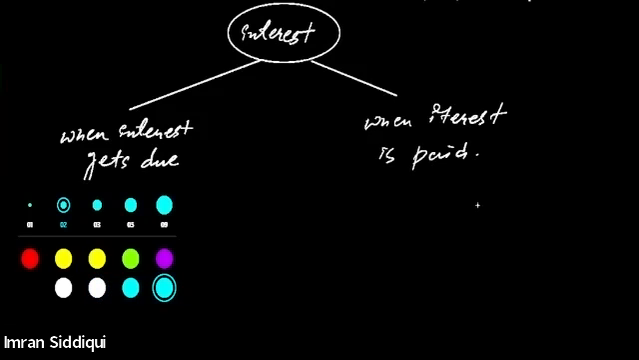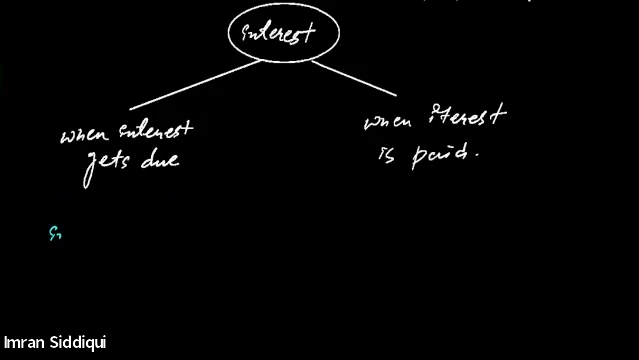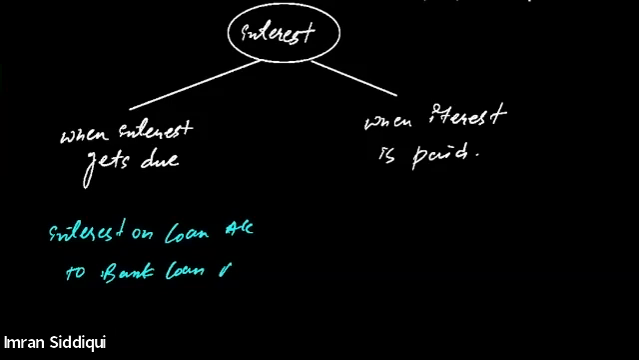Firstly, for the interest due, the general entry will be interest on loan account debit, or you can simply write it as interest account debit, to bank loan account credit, right? See, interest on loan, why are we debiting the interest on loan account? Since our expenses are rising, we have debited the expense account, right?